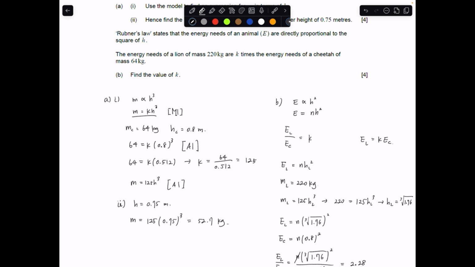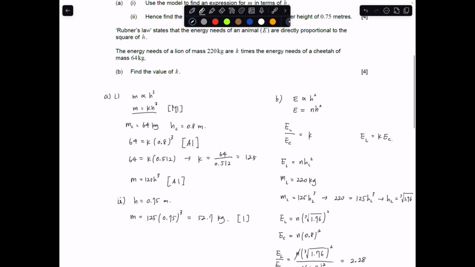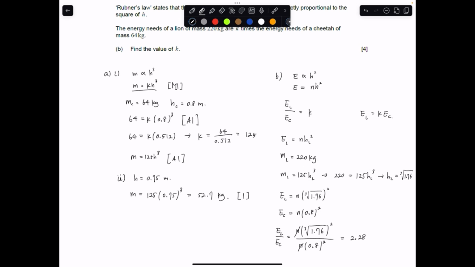Okay. And then for part 2, the answer is given for just simply substituting everything in. And of course, calculating everything correctly.